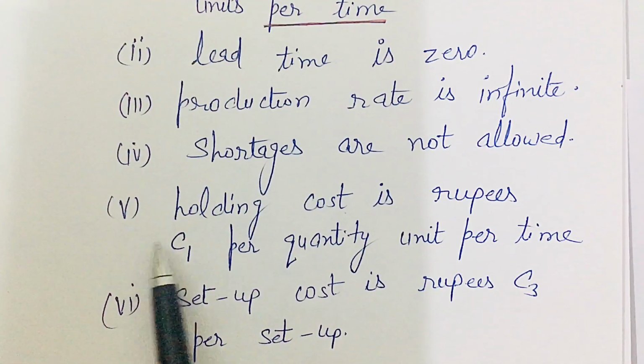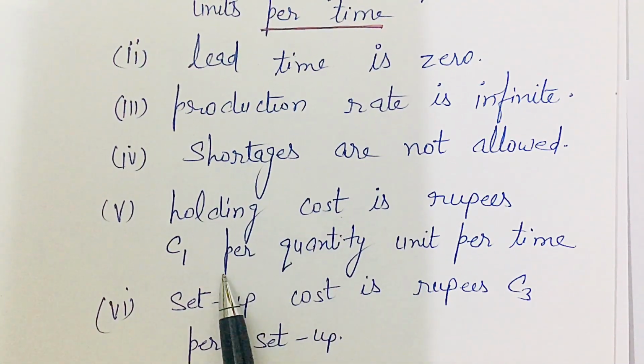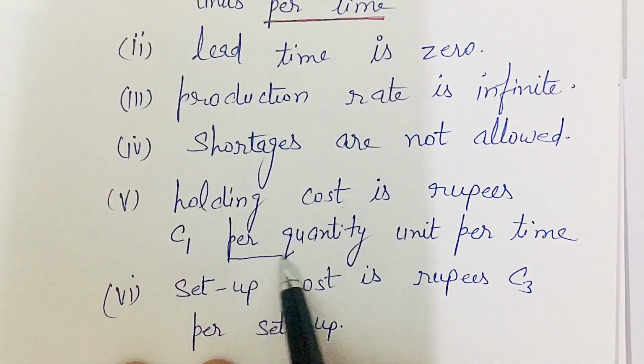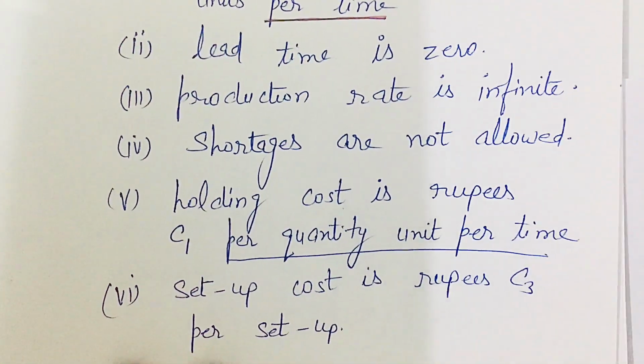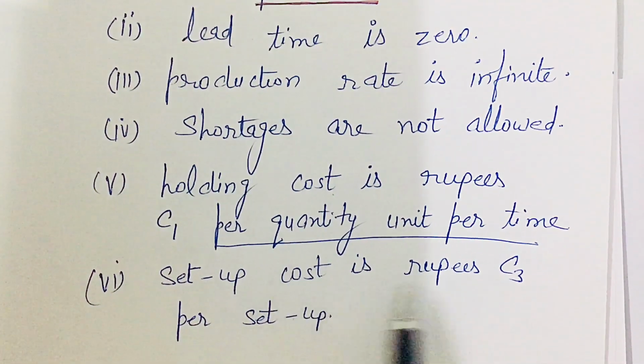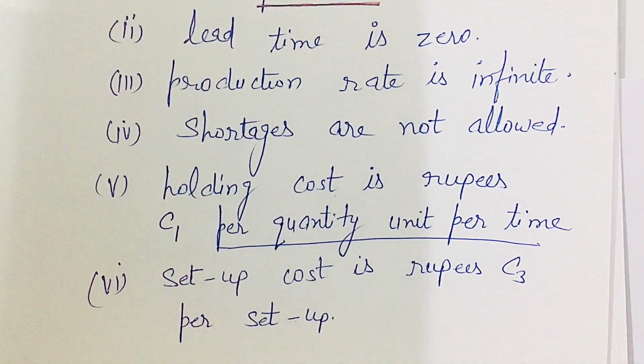Fifth is holding cost is rupees C1 per quantity unit per time. It's most important: per quantity unit per time. And sixth one is the setup cost, that is rupees C3 per setup. It is also called the ordering cost.